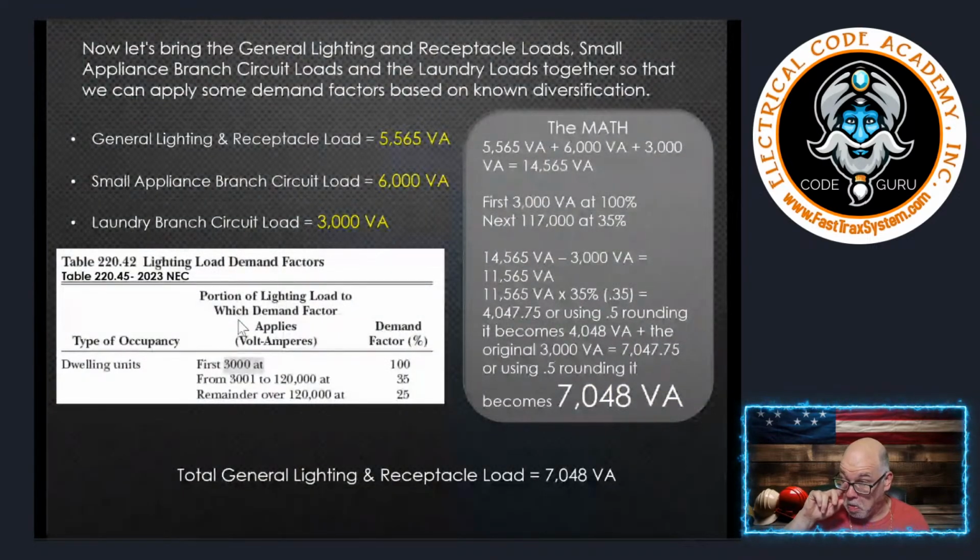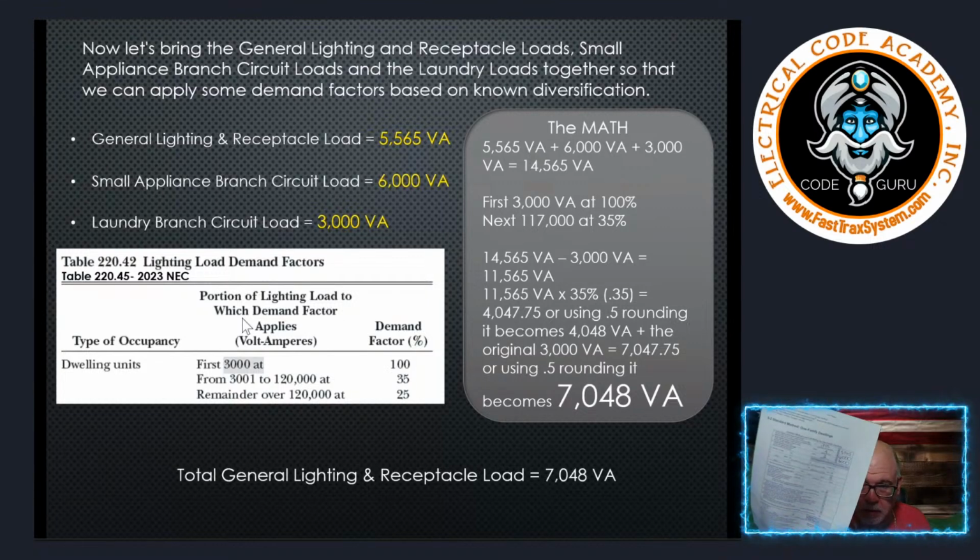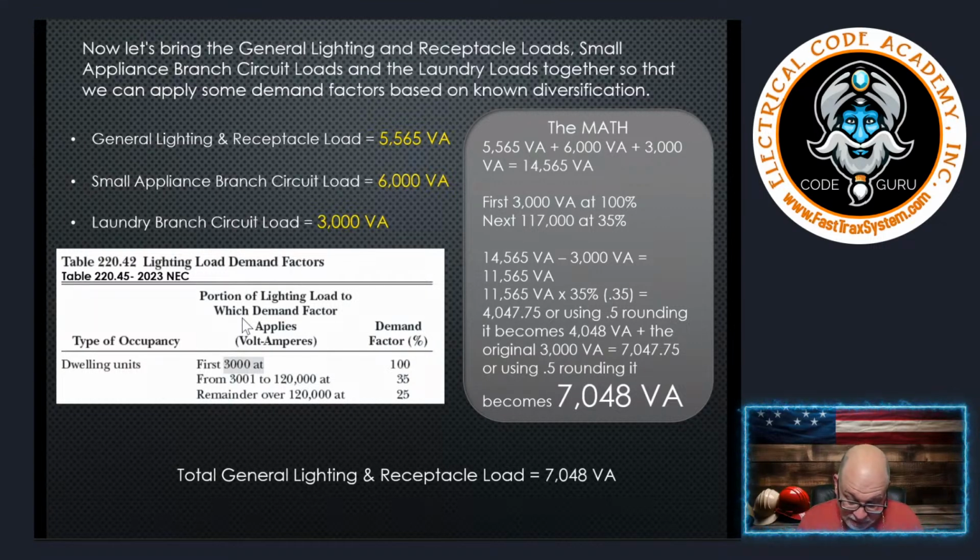All right. So first thing we're going to do is bring all of that stuff together, and we're going to apply some math because now I'm going to work out some demand. Now on our form, we have an area labeled item number 4, and we have to add all these values up. So the first thing we're going to do is take that 5565, add the 6,000 to it, and add the 3,000 to it. So it should be 14,565.